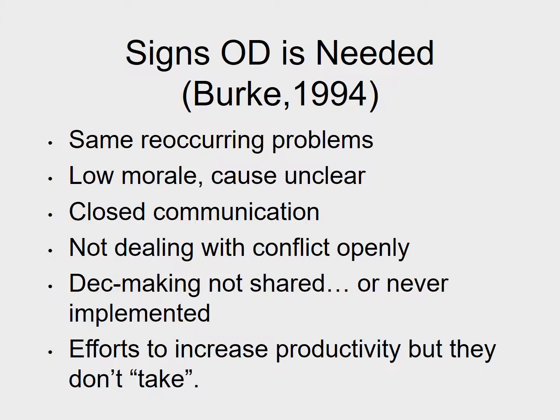Decision making is not shared or never implemented. So, again, what's the decision making in the organization? Is it very dictatorial? That's usually going to result again in closing down of communication. Or are decisions just never being made? So the organization has become so change resistant that the decisions are always just put off. And also efforts to increase productivity that don't take. So if you have an organization that is kind of spinning its wheels, it's trying to affect organizational change, but it never really seems to have any impact.